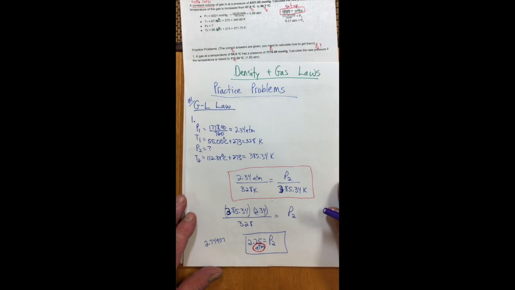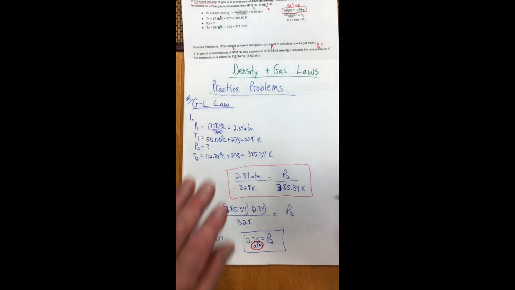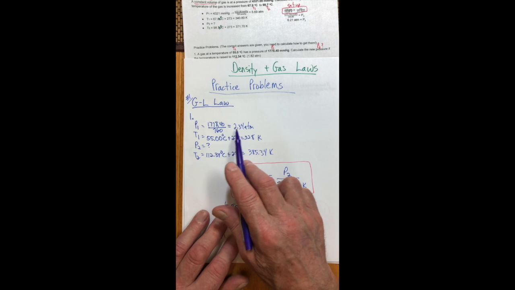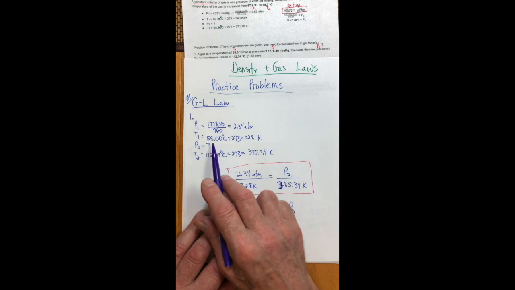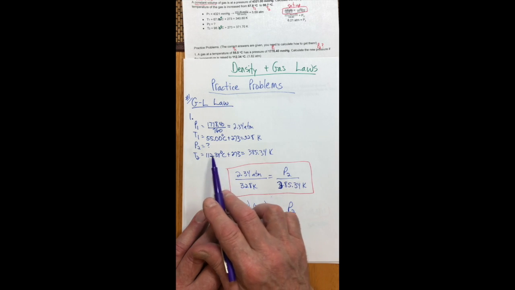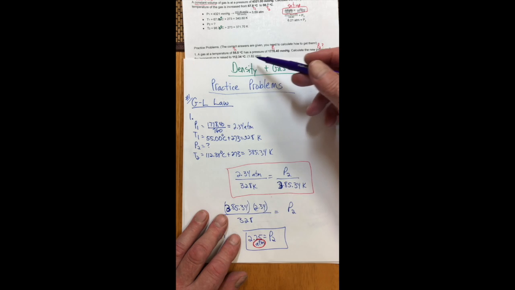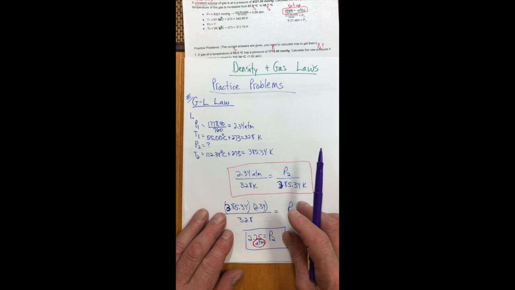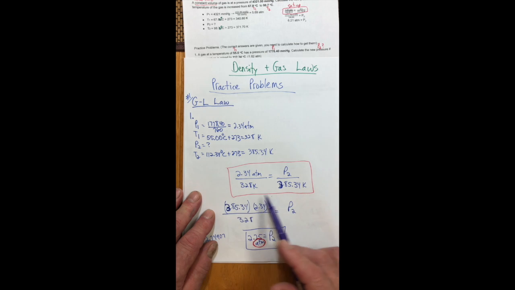I'm going to make my conversions, all right? So my 1,778.40 divided by 760 gives me 2.34 atmospheres. I add 273, get 328 K. And I add 273 to my second temperature, right up here, 112.34, and I get 385.34 K. There's my setup right there.